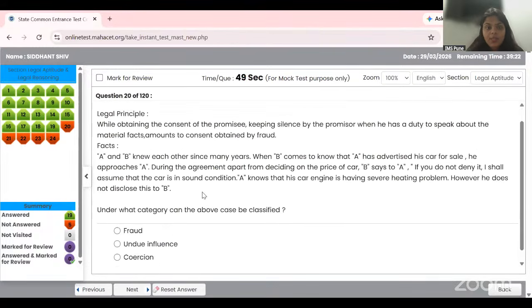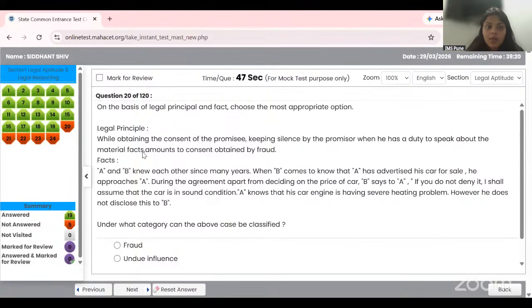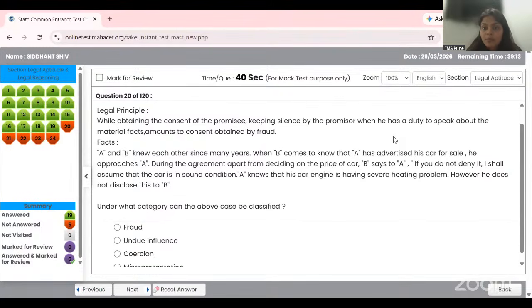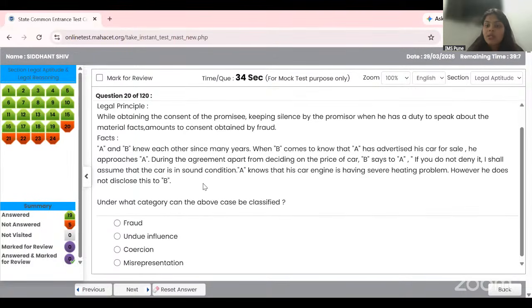Next question is based upon what legal principles are there while obtaining the consent of the promisee: keeping silence by the promiser when he has duty to speak about the material fact amounts to consent obtained by fraud. So here, if you are silent about certain thing in which you were supposed to speak, then it is always stated that it's a fraud that you have committed.